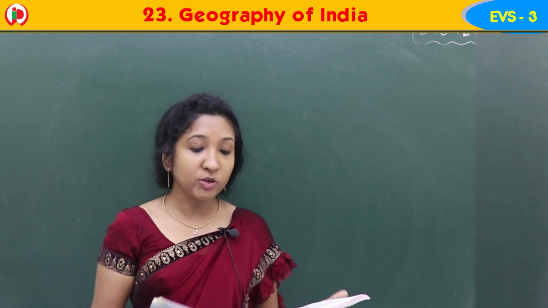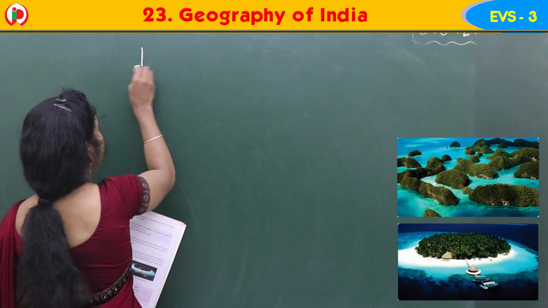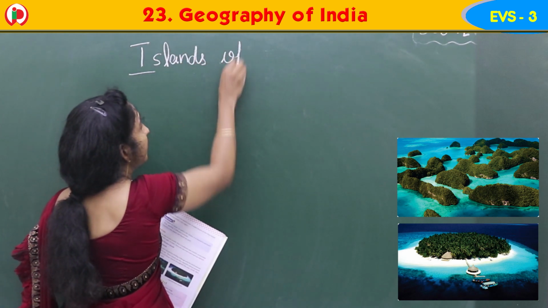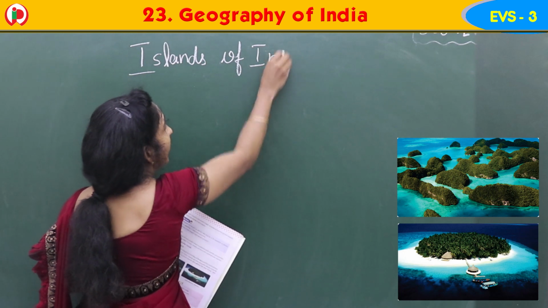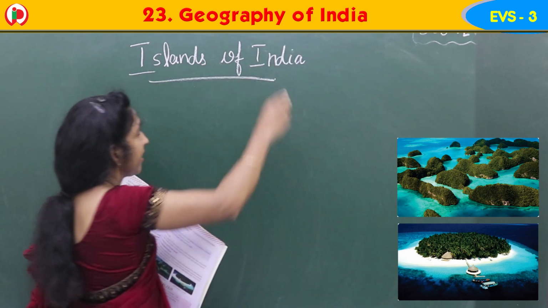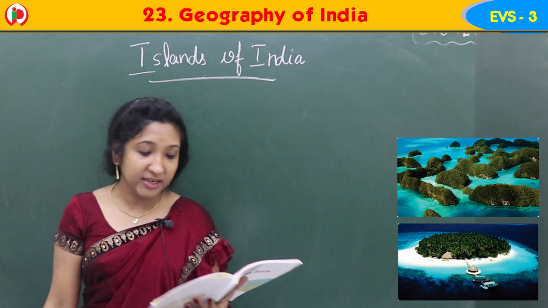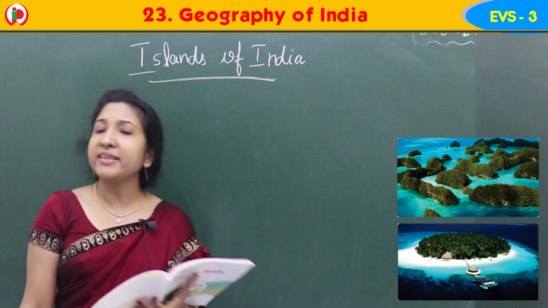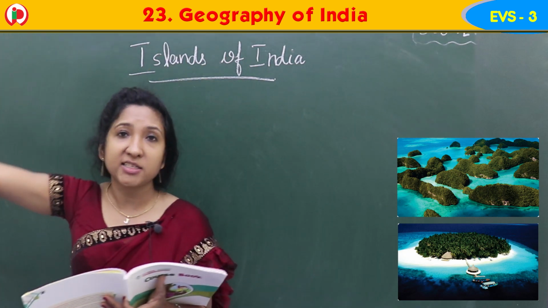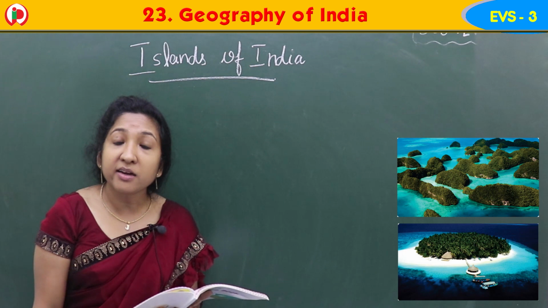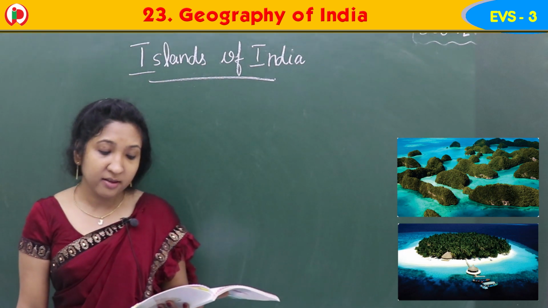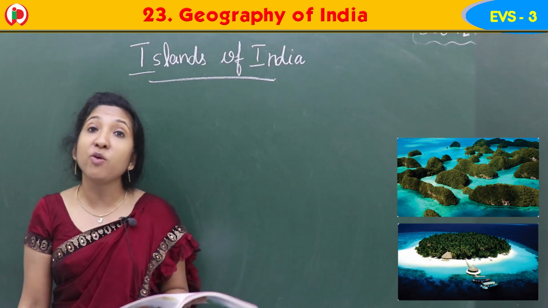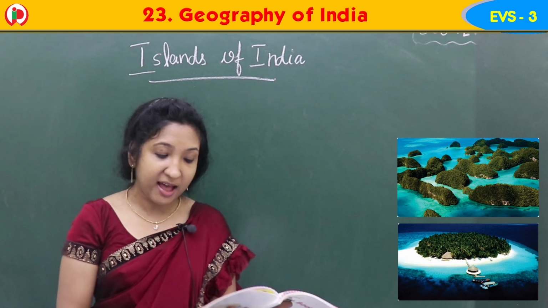Yes, next is about islands of India. So we learned about plains of India, mountains of India, plateaus of India, deserts of India. Now it's islands of India. An island is an area of land smaller than a continent. Continent is a large land area, land mass we say. But island is very small compared to continent. Area of land smaller than continent and entirely surrounded by water on all 4 sides.